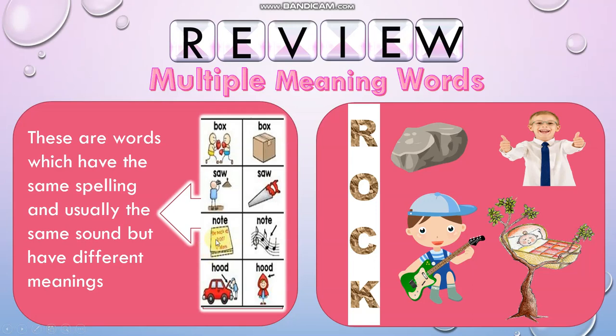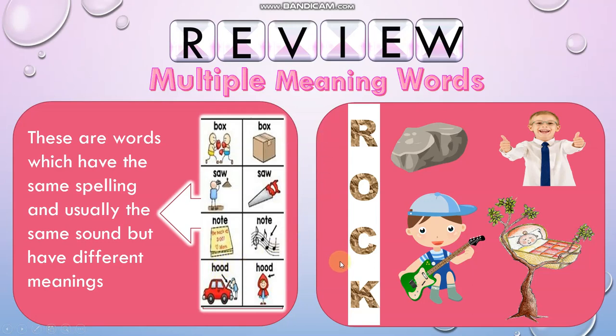Then you have note and note. This is a musical note, and this is a note that you write to inform somebody about something or just as a reminder for yourself. So it's note, N-O-T-E, and the same spelling and the same pronunciation, but the meaning is different. Then you have hood, the hood of a car, and then you have the hood that Red Riding Hood is wearing. So again, two words which have the same spelling, same pronunciation, but different meanings.